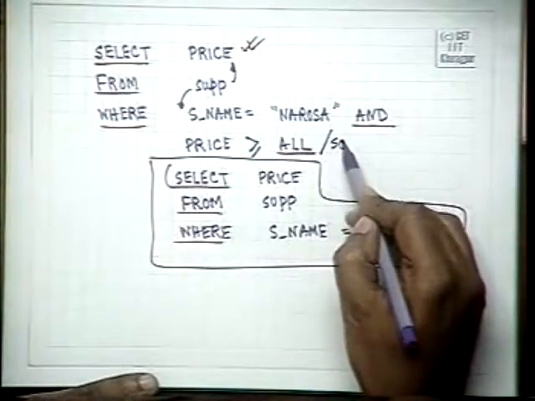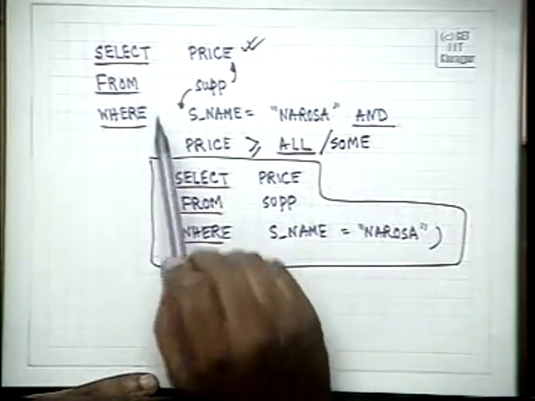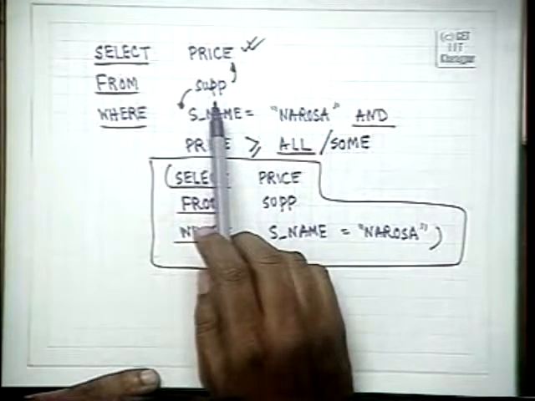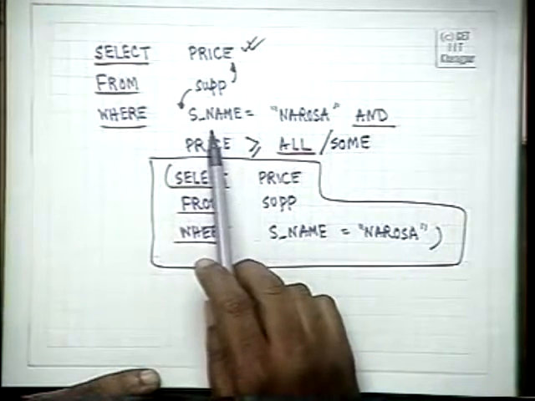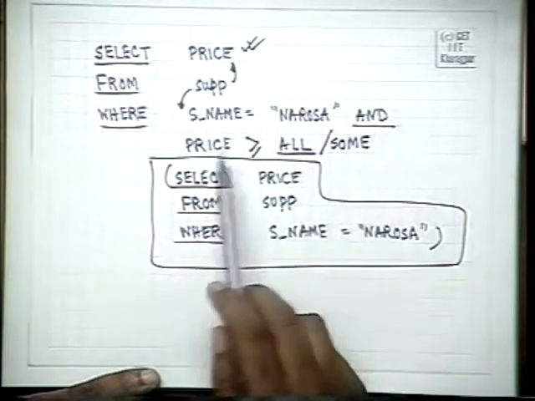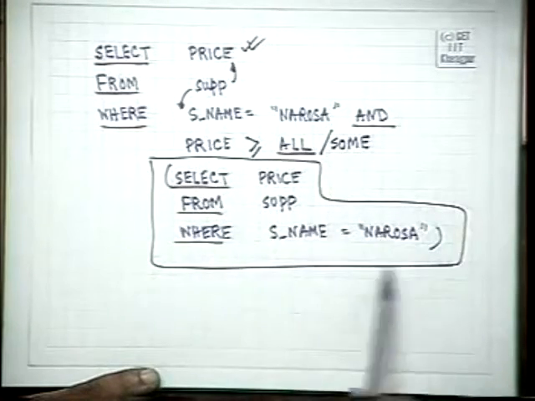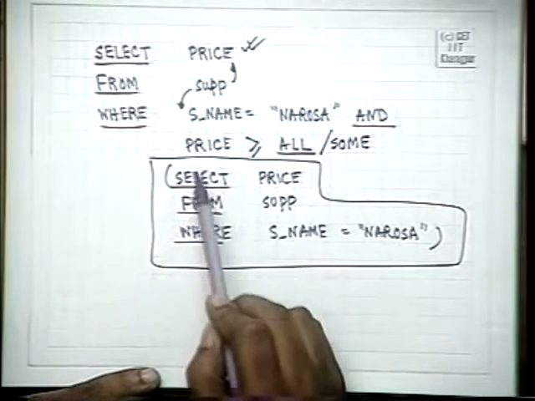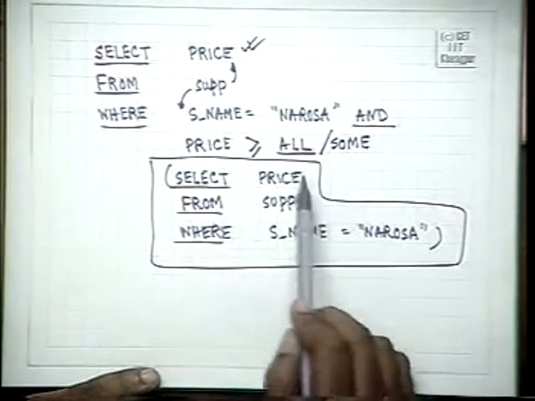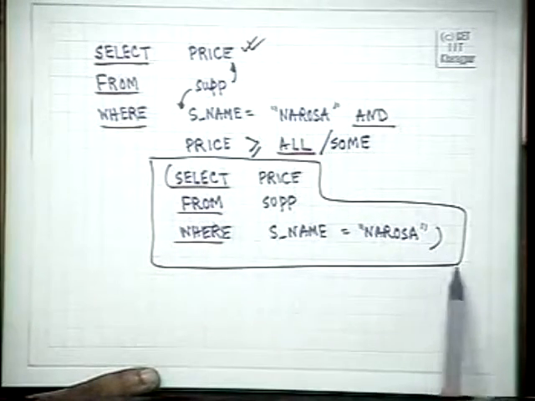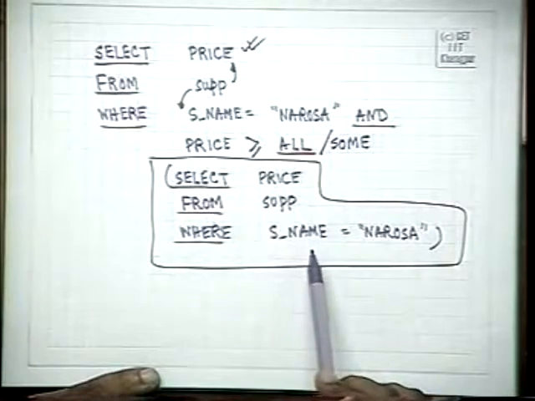Other than this, we had the all or the sum operation. In this particular example, select price from the sub relation where S name, that is supplier's name, is Narosa and price is greater than all of this set. Now this set must return only price, so select price from sub where S name is Narosa. So this returns the price of all books supplied by Narosa.